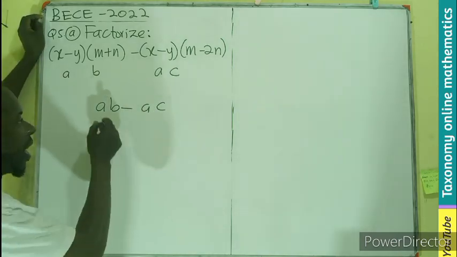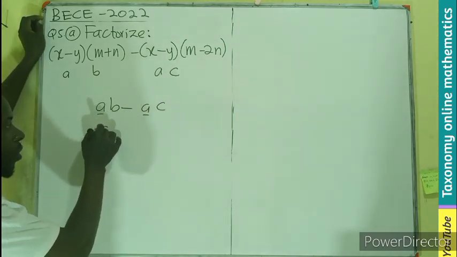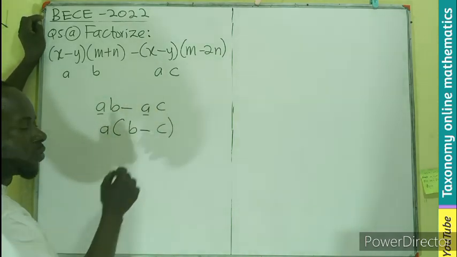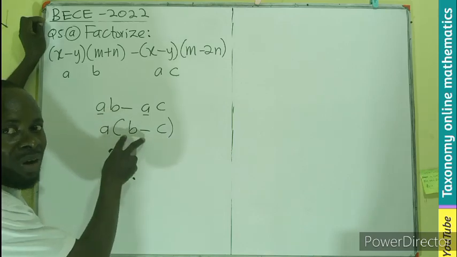We look for a common factor. A and a is common. So it will be a into bracket b minus c, bracket close. So we are done. This is the factorization.